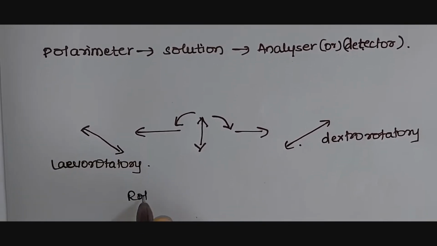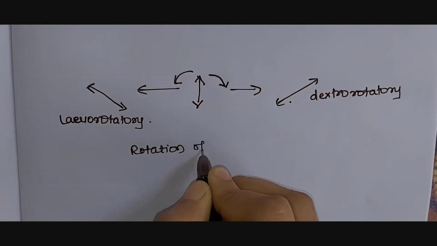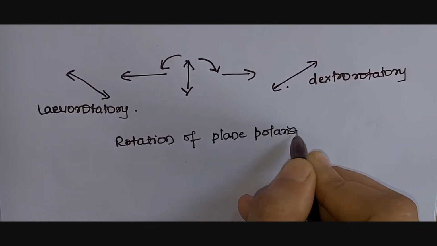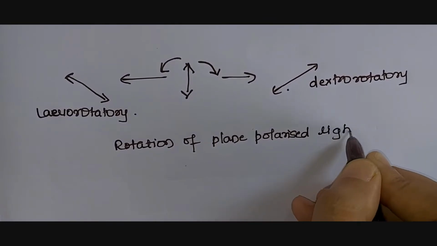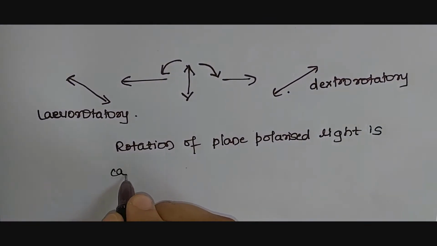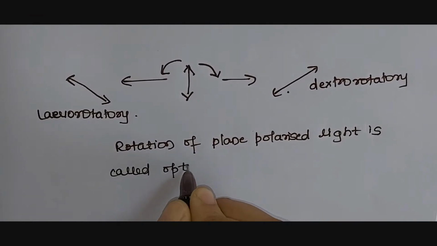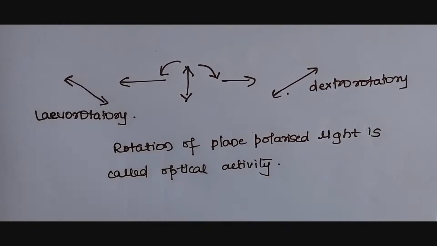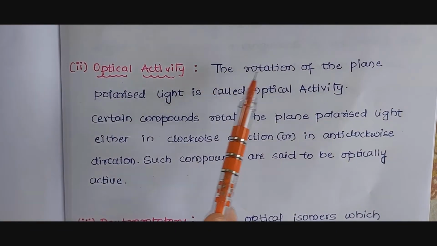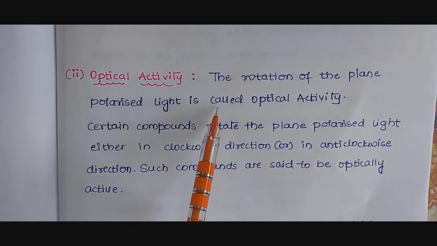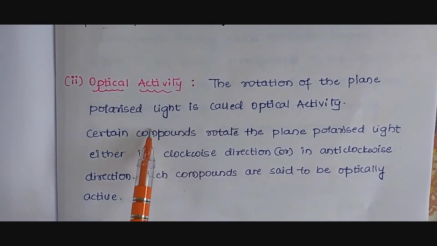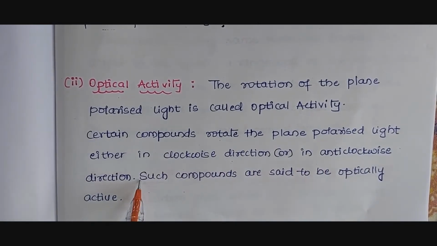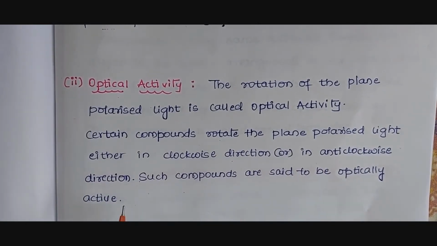Thus, we can conclude that rotation of the plane polarized light can take place either in clockwise direction or anti-clockwise direction, and this rotation of plane polarized light itself is called optical activity. Optical activity: the rotation of plane polarized light is called optical activity. Certain compounds rotate the plane polarized light either in clockwise or anti-clockwise direction. Such compounds are said to be optically active.